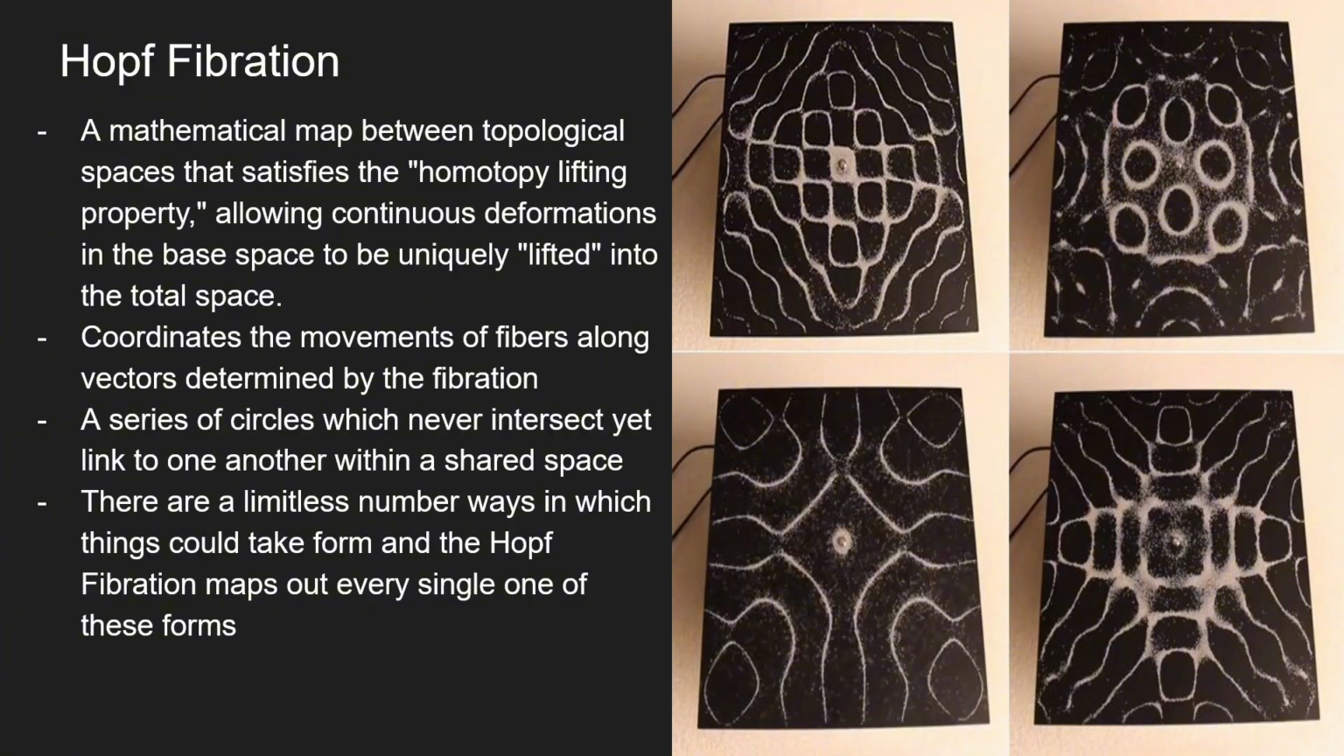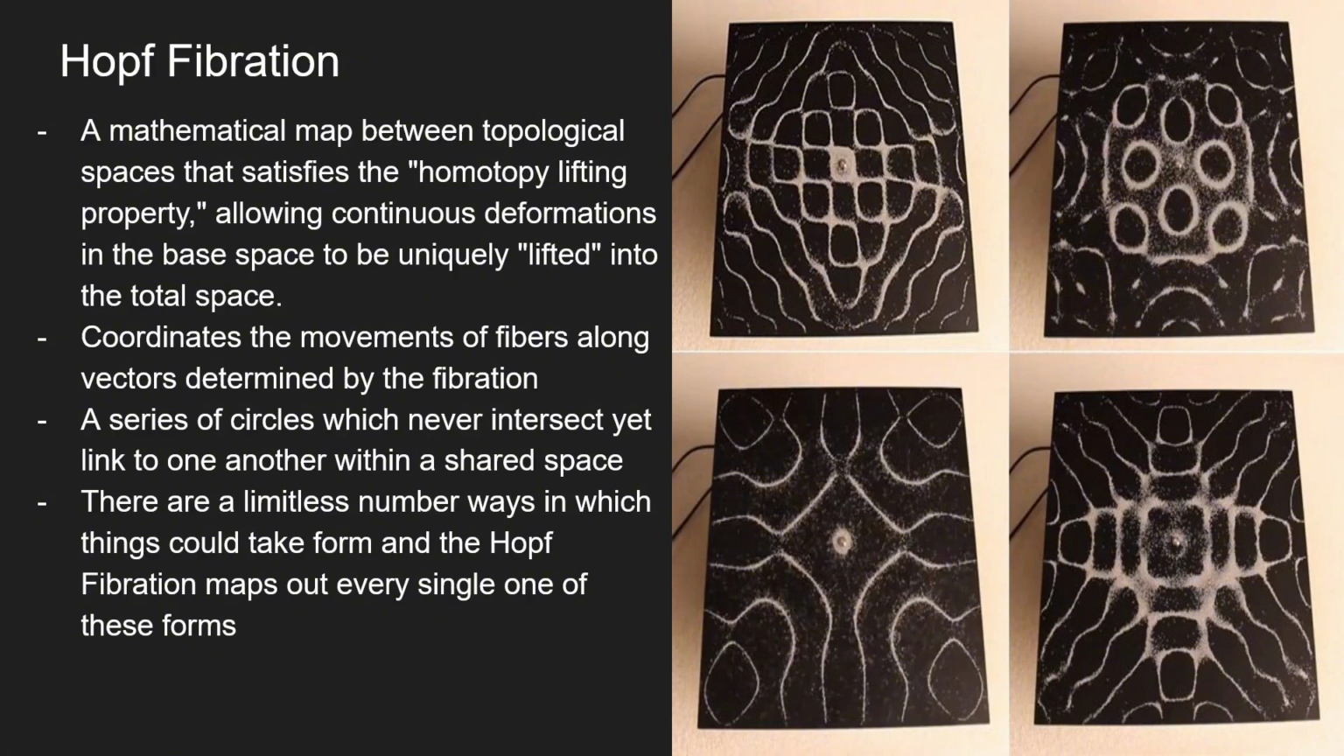So it's like a series of circles which never intersect yet link to one another within a shared space. So all the different ways that something can move, or a particular S1 fiber can move, all exist simultaneously, and the Hopf fibration knows all these ways. And so it coordinates all the different ways that all the different S1 fibers can move within a projected space along the map that it lays out for them.